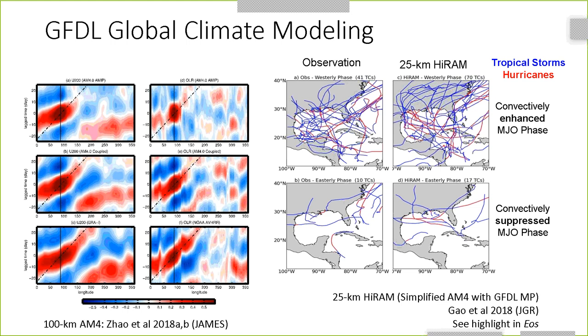On the right here, this is a 25-kilometer HiRAM simulation. HiRAM uses a version of AM4 with simplified aerosol physics and a more advanced microphysics scheme, the GFDL microphysics. And it does a very good job of simulating the climatological characteristics of hurricanes. And in particular, this is the first model that could reproduce the observed relationship between the phases of the MJO and tropical cyclones in the Caribbean and in the Atlantic, which really opens up the way towards sub-seasonal prediction of tropical cyclone formation in this region, particularly once you have a good simulation of the MJO.